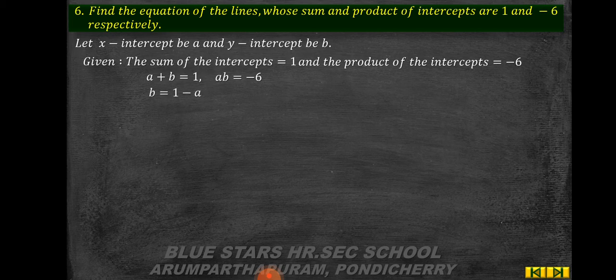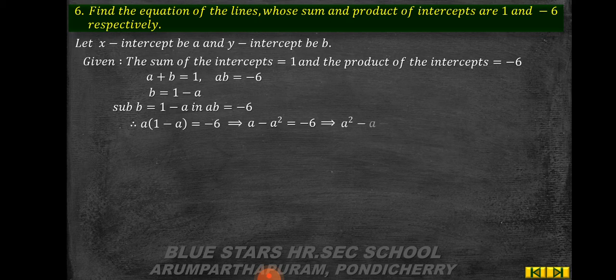From A plus B is equal to 1, we take B is equal to 1 minus A. Substitute B is equal to 1 minus A in AB is equal to minus 6. We get A of 1 minus A is equal to minus 6, which implies A minus A square is equal to minus 6. A square minus A minus 6 is equal to 0. Therefore we get a quadratic equation.